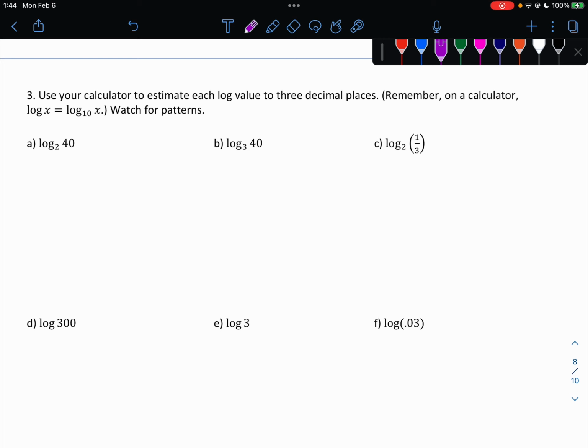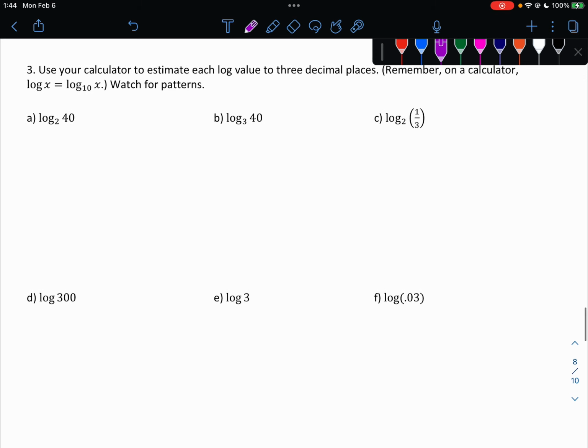Some of the new calculators have a way of actually evaluating this. A lot of the older calculators don't, unless we learn something else, which we're going to learn soon, called the change of base formula. So do your best with these, take guesses, whatever you get is fine. It should be pretty close to where we're at in the last slide.